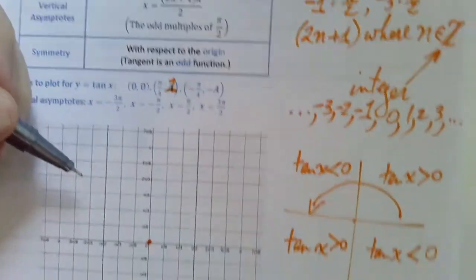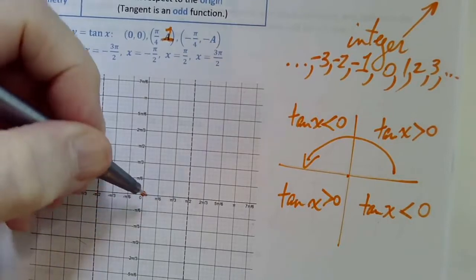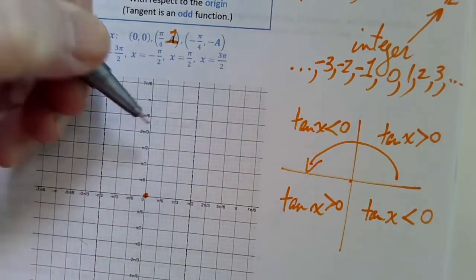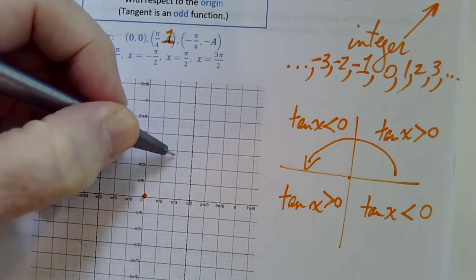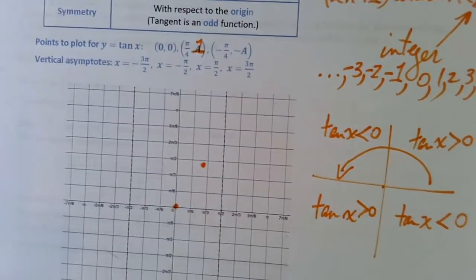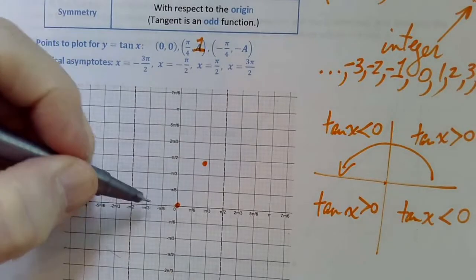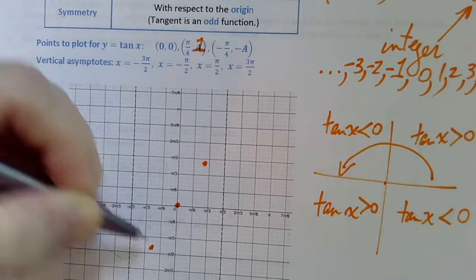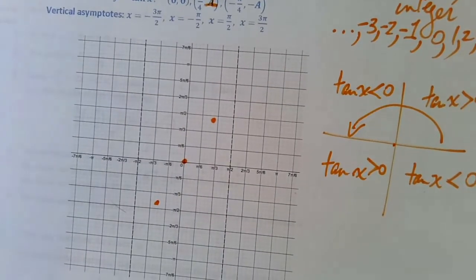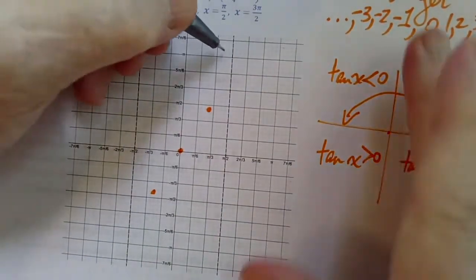So at pi over 4, we get 1. At negative pi over 4, we get negative 1. And we're just going to use those 3 points.